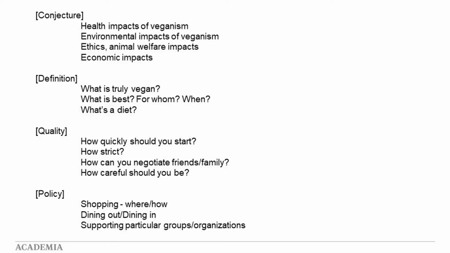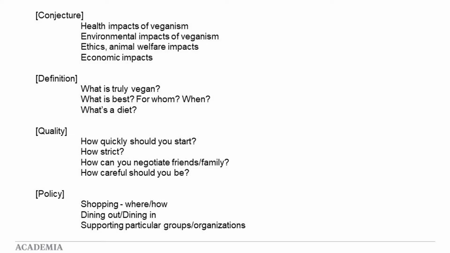Quality. How quickly should you start? Should you jump right in or should you transition in? How strict should you be? Can you take breaks from it? How do you negotiate with your friends or family? If you have a family of meat eaters, can you do veganism on your own? Is it possible? And how careful should you be with it? Like careful in terms of your health or sickness. If you get sick, should you stop? All these kinds of things.